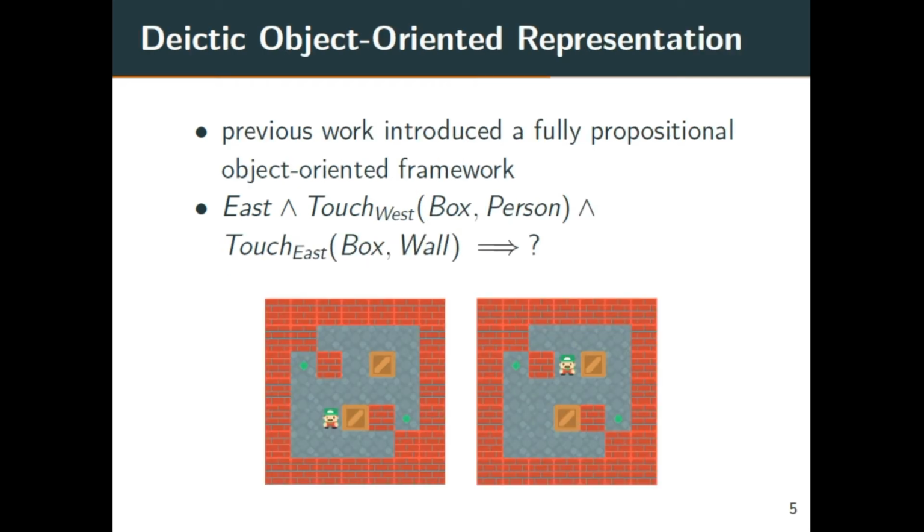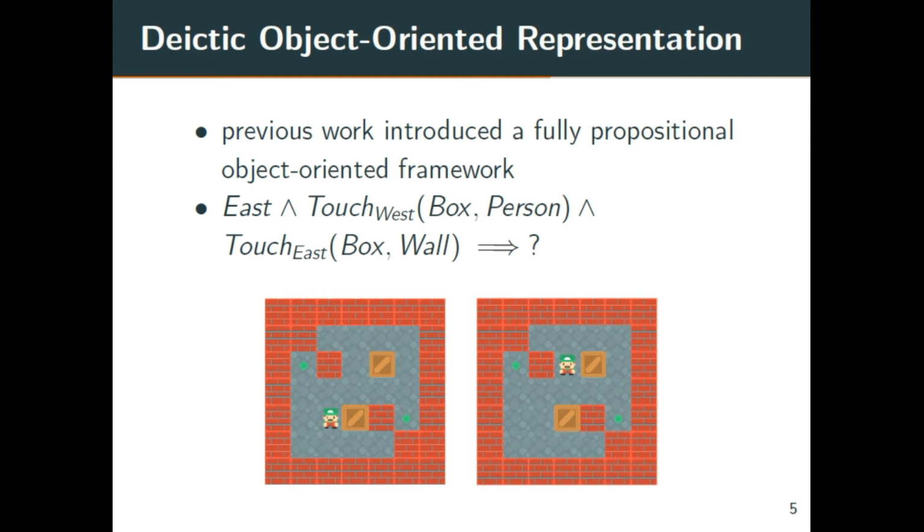Previous work on object-oriented representations introduced a fully propositional framework. Under such a framework, if you wish to have a compact representation, then you must restrict your logical statements so that they do not refer to any grounded objects. However, such a restriction can be very limiting.